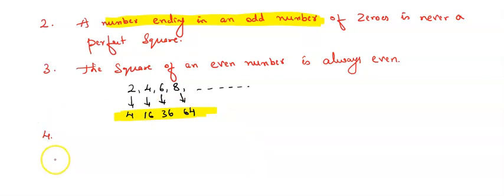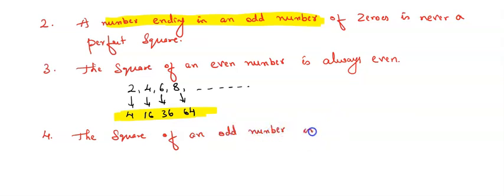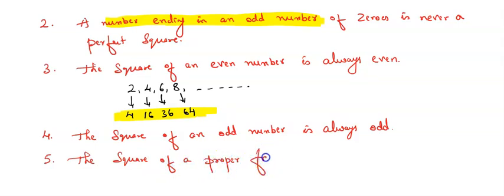Okay. Next property, the square of an odd number is always odd. Similarly, you can take 1, 3, 5, 7, 9, 11. If you do square, you will be getting odd numbers only, like even numbers. Okay, good. Next, the square of a proper fraction is smaller than the fraction. Just remember this property.